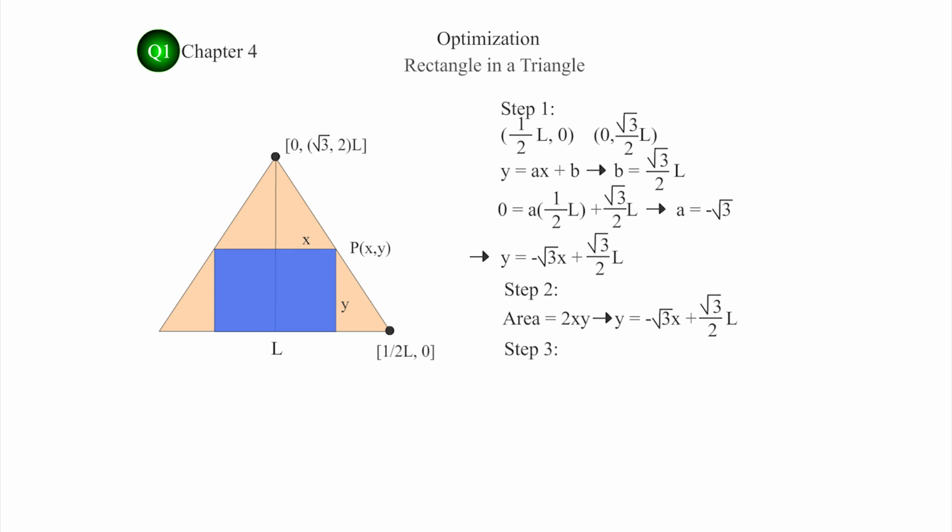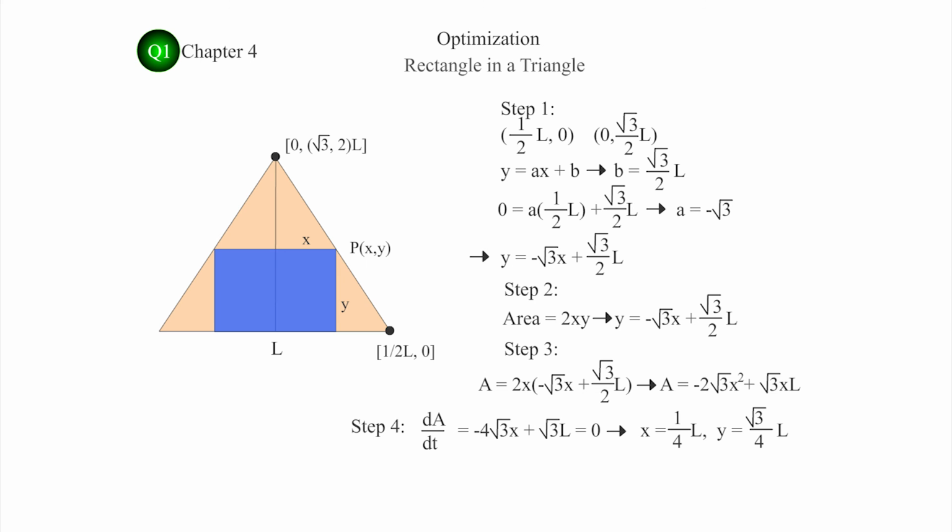We know that with 2 points, we can find the equation of the line. And the triangle gives us the location of 2 points on the line. Therefore, we have the equation of the line, which is y equals negative square root of 3 x plus the square root of 3 over 2 L. We then need to optimize the relation equation. Next, we substitute y into the relation equation we got in step 3. We simplify the relation equation and take the differentiation of the area. Set this equation to 0 to find the maximum area.